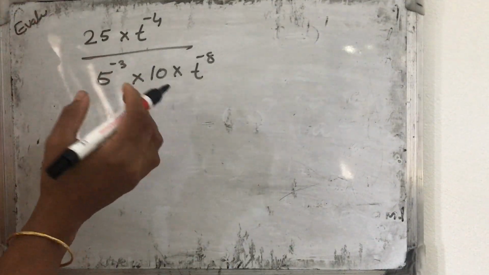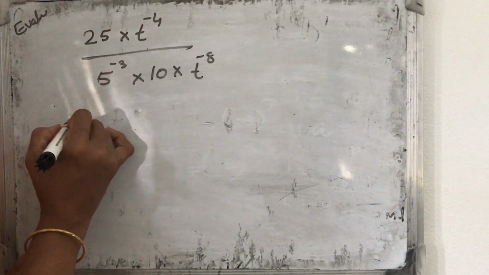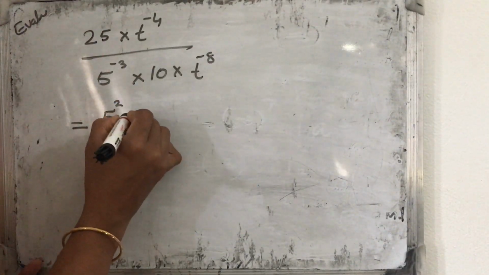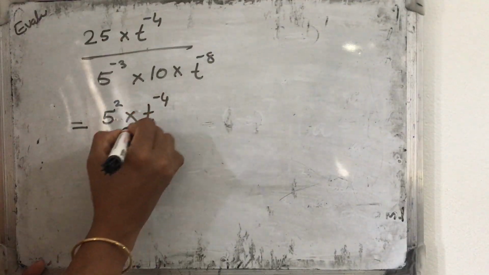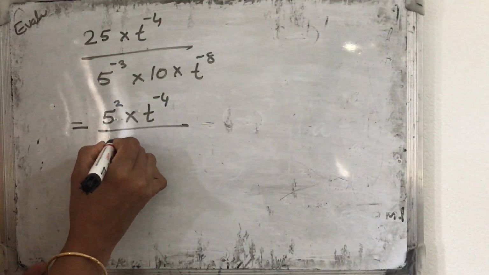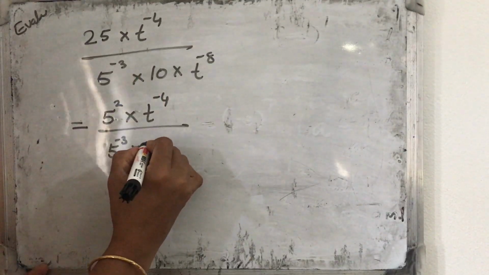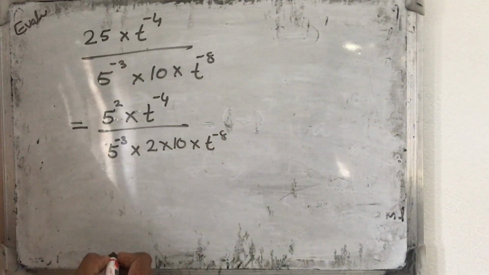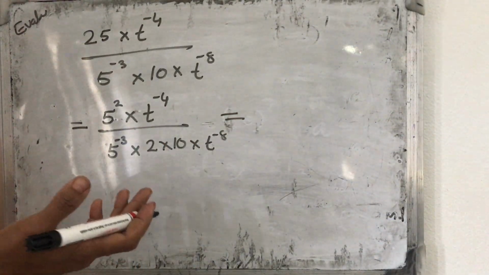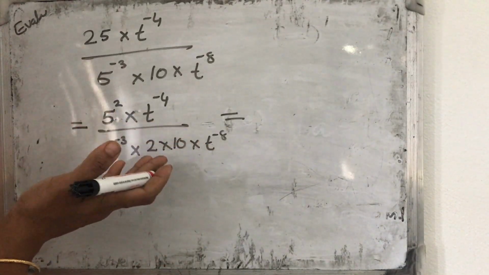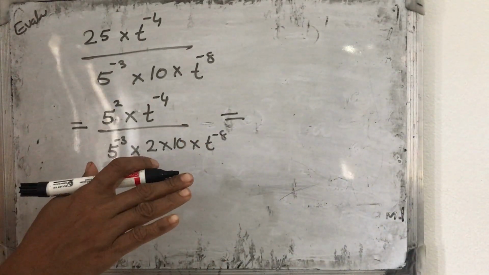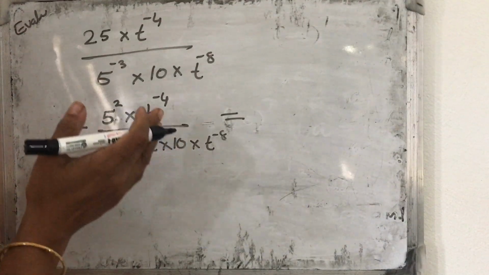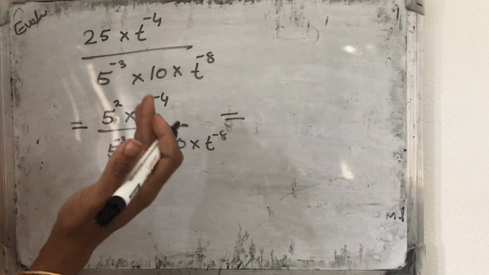Then after that we can use the exponent laws. Just listen, instead of 25 we can write 5 square, 5 square into 10 raised to minus 4. Then, 5 raised to minus 3 into, instead of 10, we can write 2 into 5, into 10 raised to minus 8. Now for simplification, we want to convert the negative exponents to positive exponents. What is the method for converting negative to positive? We want to convert into its reciprocal.